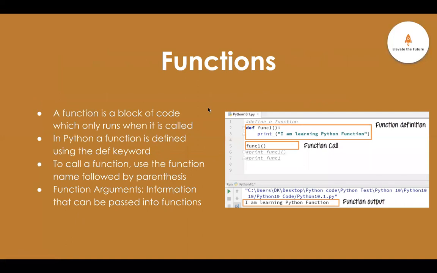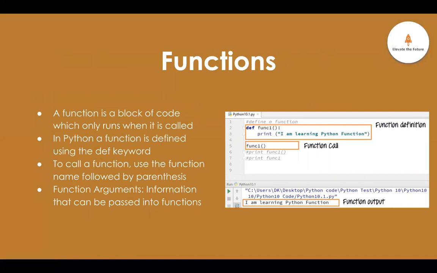So next thing we have is functions. A function is a block of code which runs only when it's called. In Python, a function is defined using the def keyword. To call a function, we use the function name followed by parentheses. A function argument is information that can be passed into functions. So rather than writing the same code over and over again, we could just have a function for it, and whenever we need to use it, we can just call it with one single line.